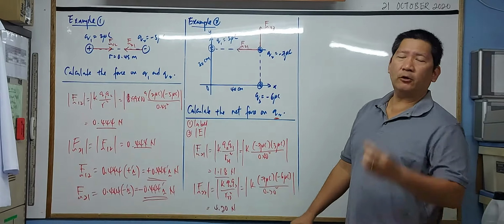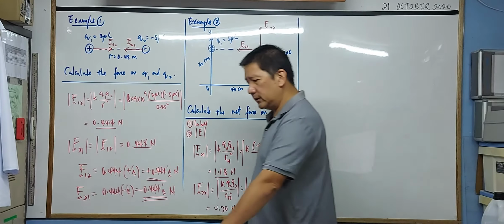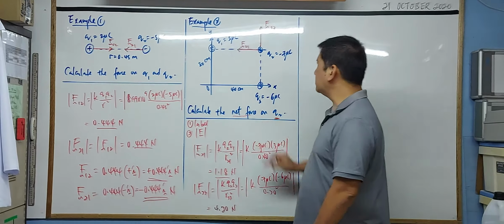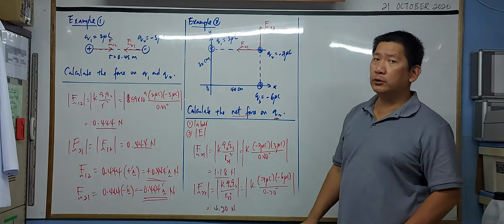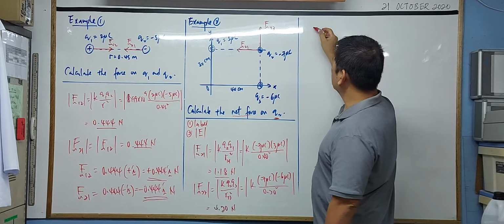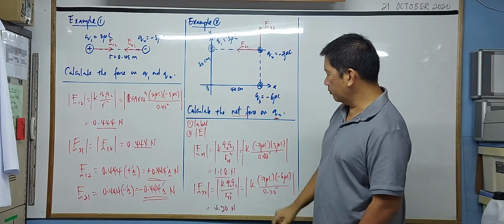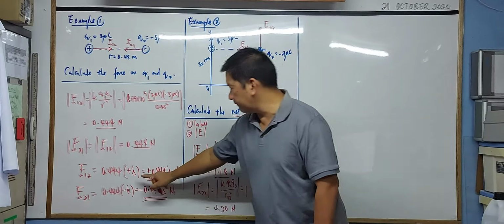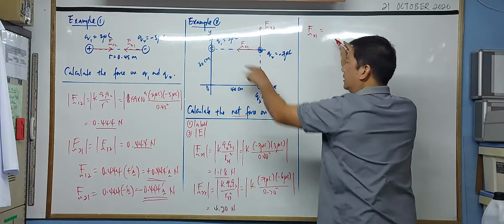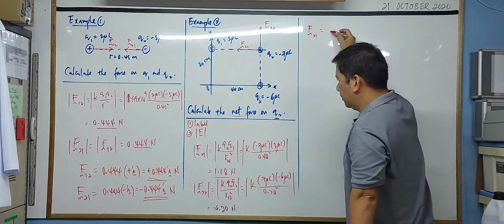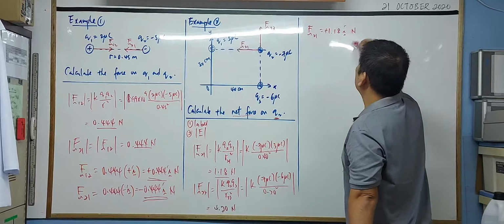Well, that's the magnitude for the forces F21 and F23. But the question is asking for the net force. So net force means you have to sum up all the forces, F21 and F23. Before that, we need to change the forces into vector form first. F21 is pointing in the negative x direction, so our force will be 1.18 positive i Newton. Remember that from the previous example.